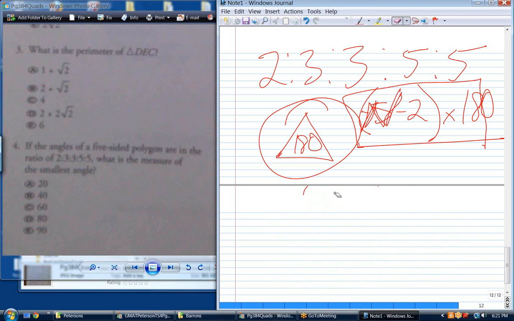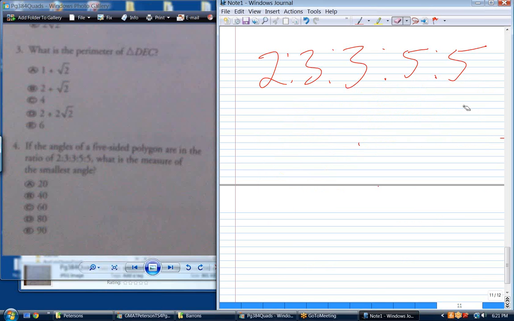So, if we know that they have to be 540, what's the next best step? Well, I mean, I would back solve it. That's what I would do. And what's the measure of the smallest angle? So what are we going to start with? 20.